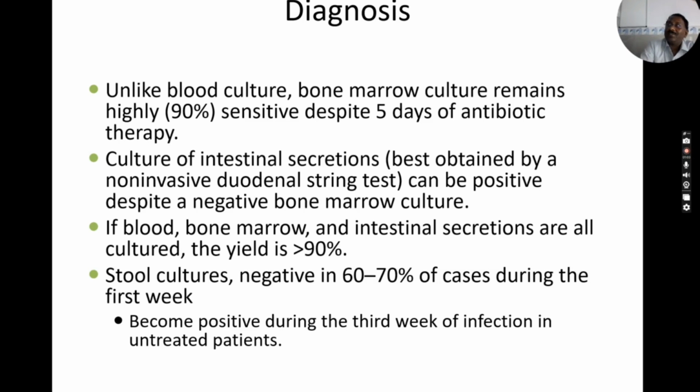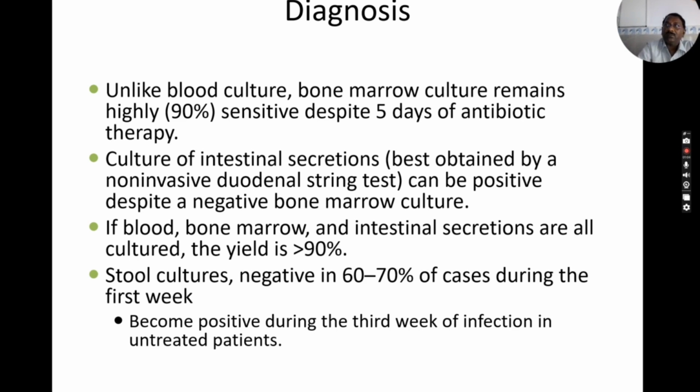Culture of the intestinal secretions, best obtained by a non-invasive duodenal string test, can be positive despite a negative bone marrow culture. So when the patient has a surgical complication and you are putting in a Ryle's tube, you can send the Ryle's tube aspirate for culture and sensitivity. If blood, bone marrow, and intestinal secretions are all cultured, the yield is about 90%. If you send all three, you can get more than 90% positivity.